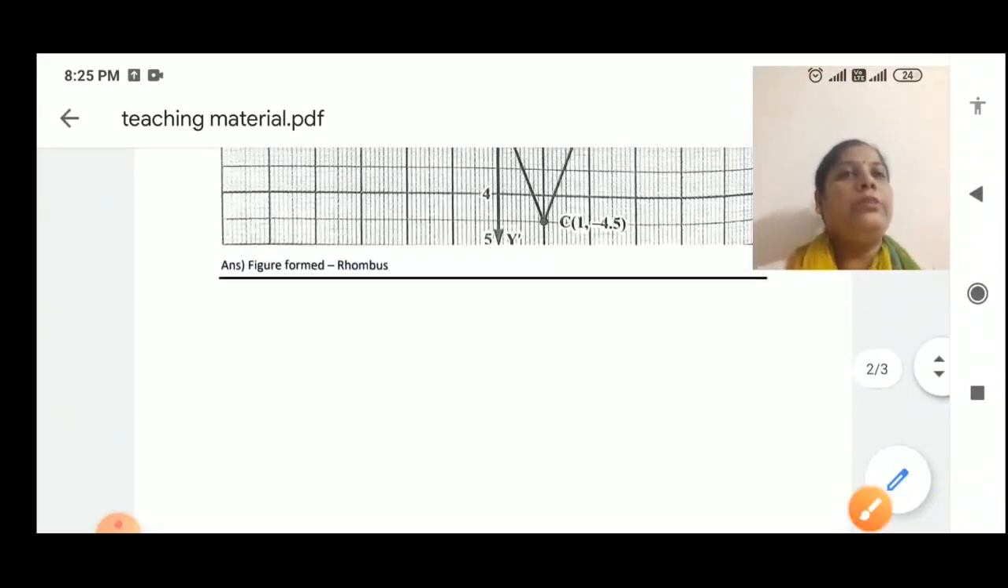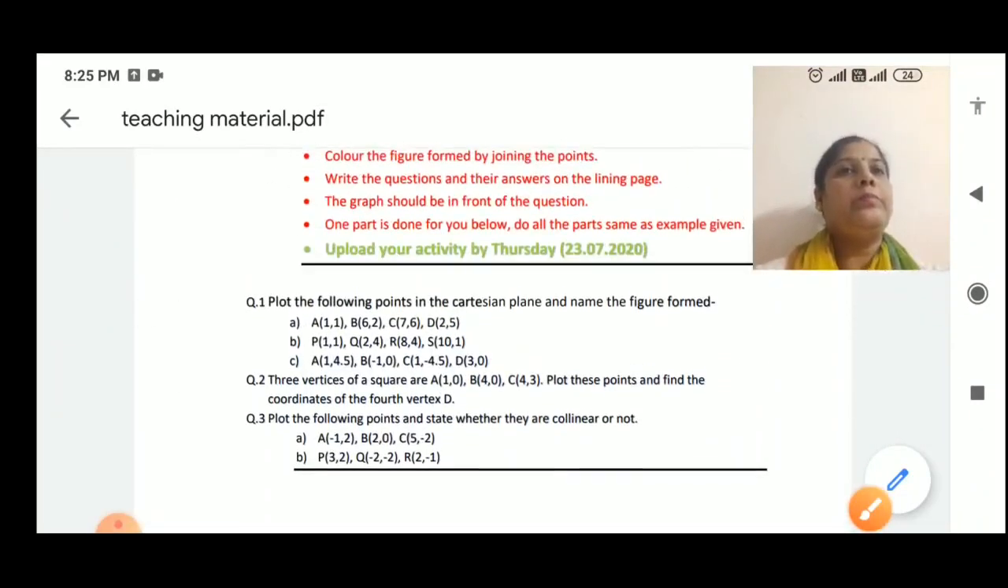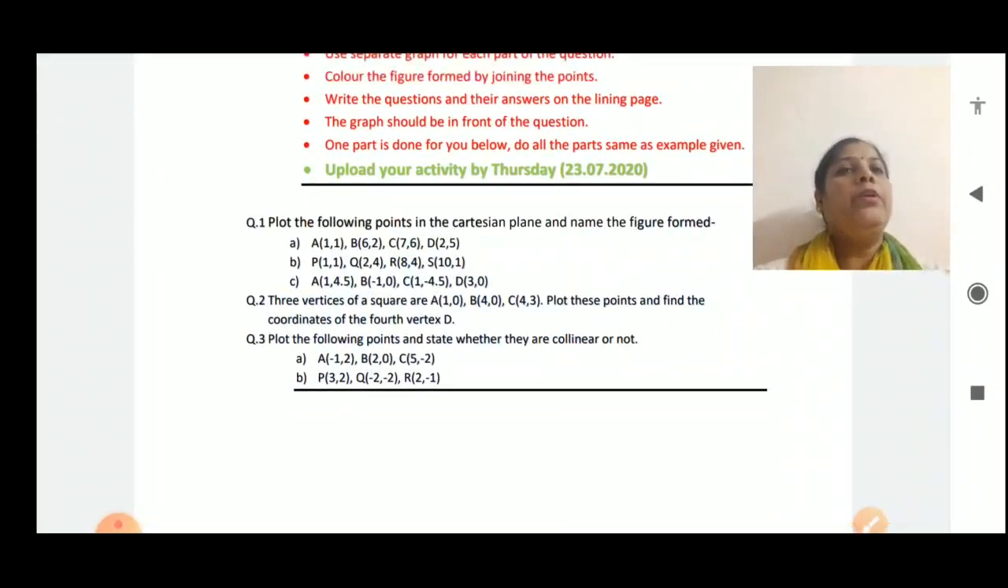Now your question number 3 is: plot the following points and state whether they are collinear or not. You have 3 points in part A, B and C. So first of all you have to plot the points and after that join these points A to B and B to C and find out whether these points are collinear or non-collinear.